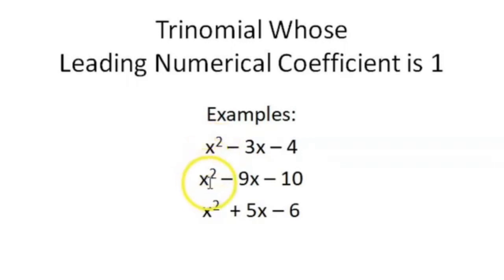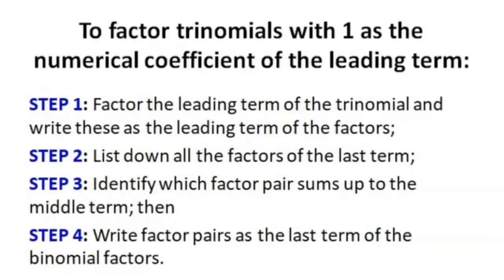O, katulad din ito, x squared minus 9x minus 10. Ito din, x squared plus 5x minus 6. So these are the examples of a trinomial whose leading numerical coefficient is 1. To factor trinomials with 1 as the numerical coefficient of the leading term, we have to follow these 4 steps.